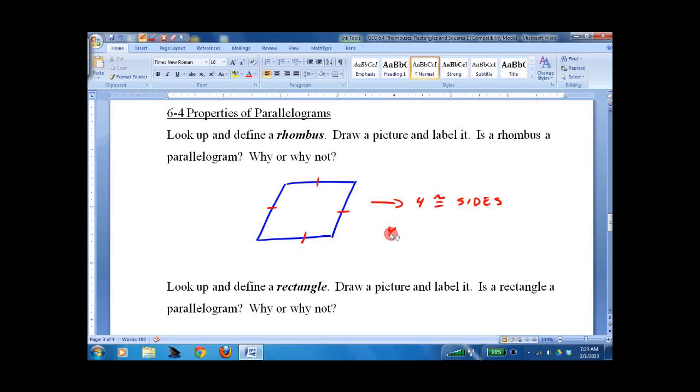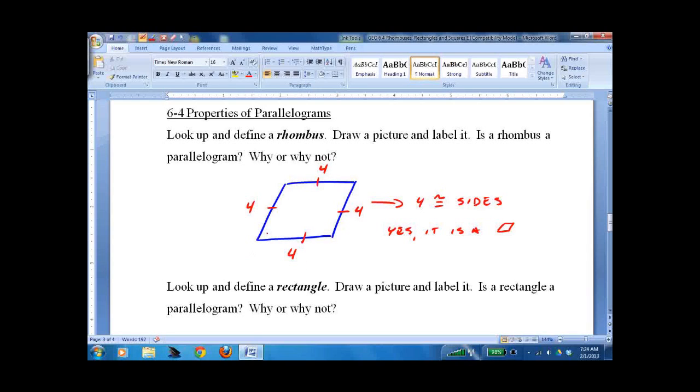And yes, it is a parallelogram. And this little box means parallelogram, not rhombus, even though it looks like a rhombus. So that means it has all the properties of parallelograms. So if there's 4 on this side, there's 4 on this side. But since it's a rhombus, you can also have 4 on these sides.